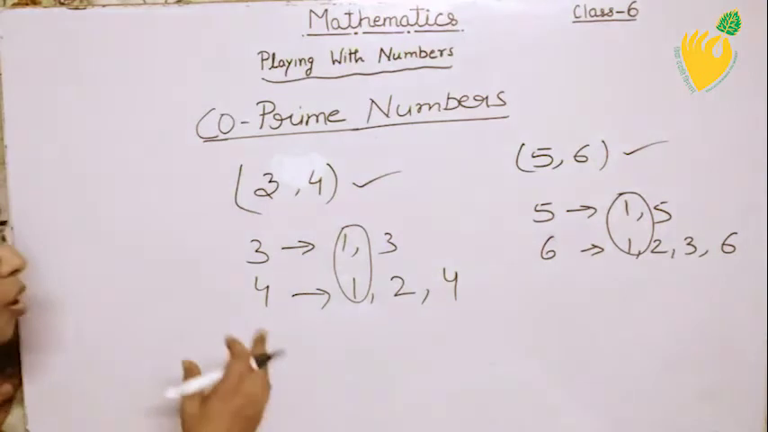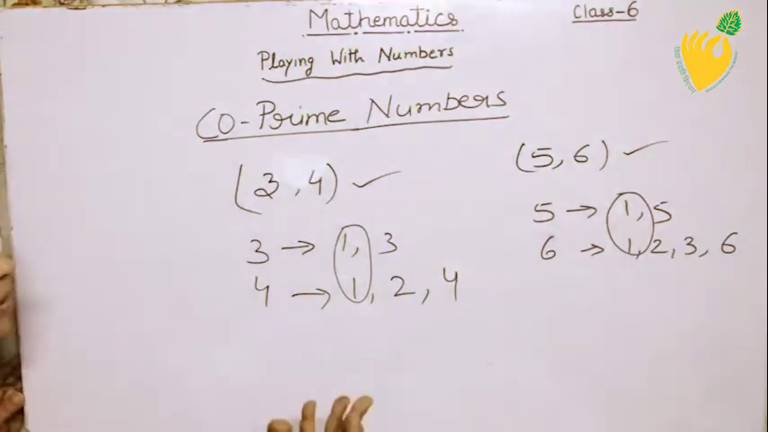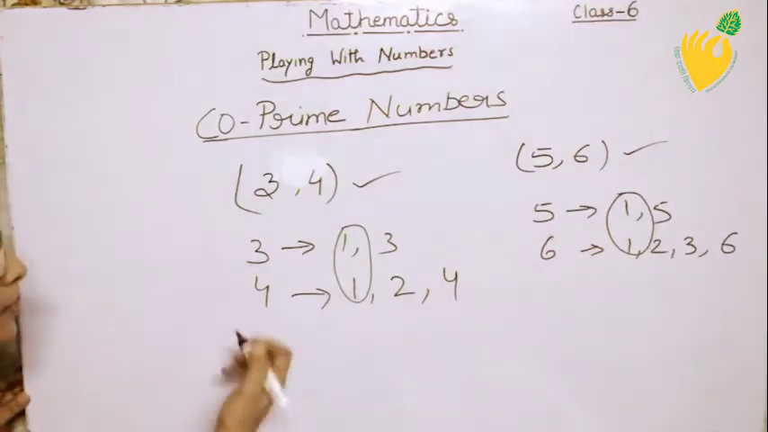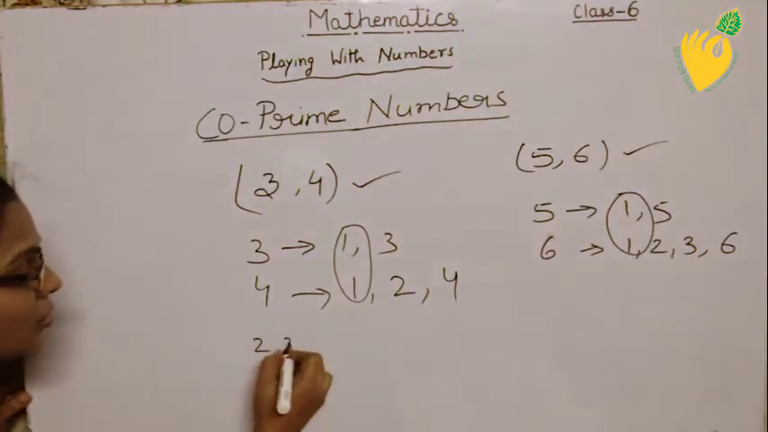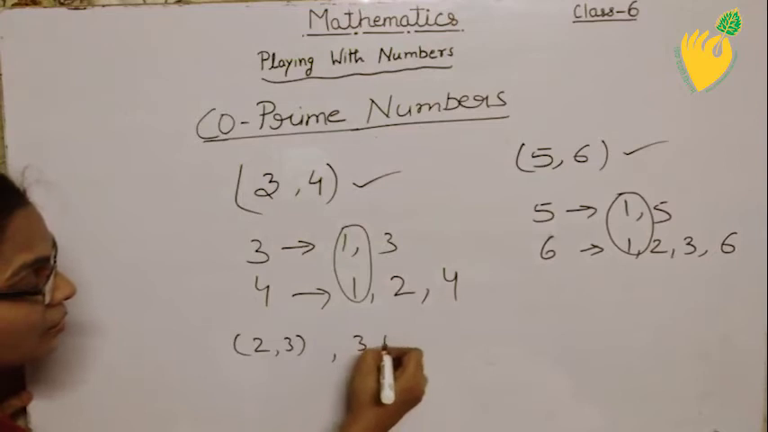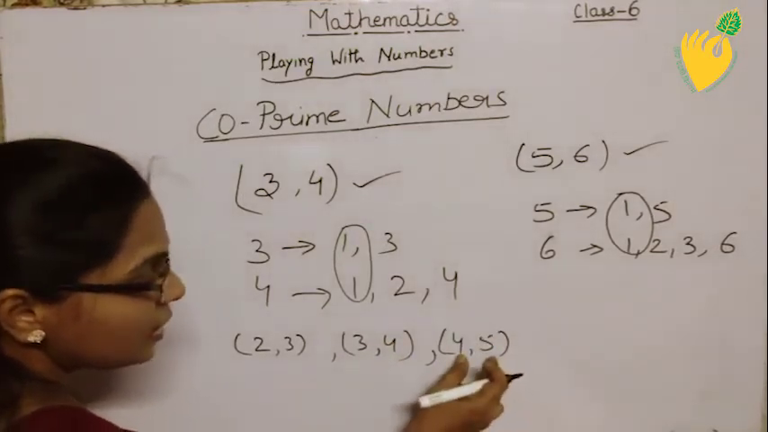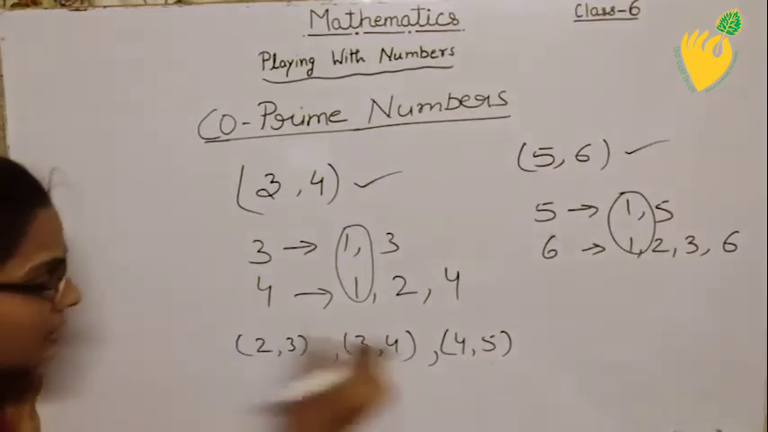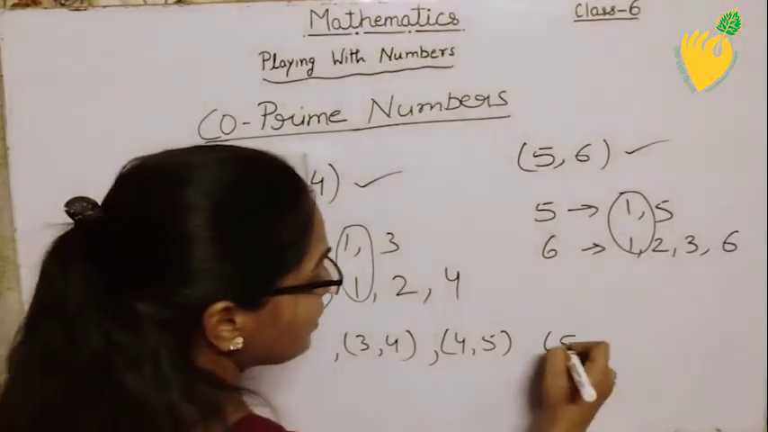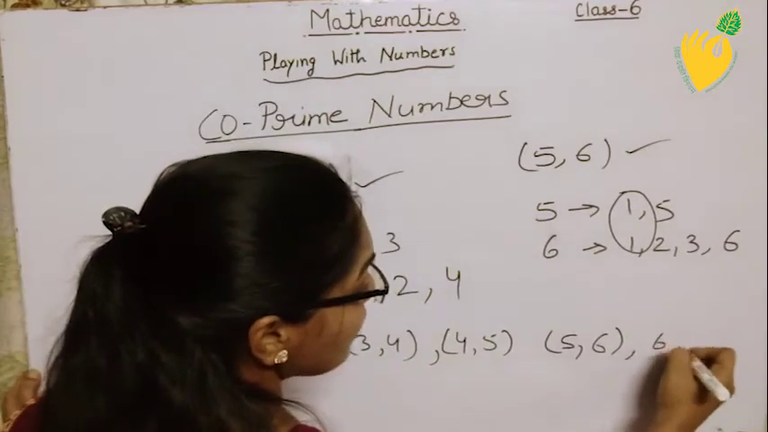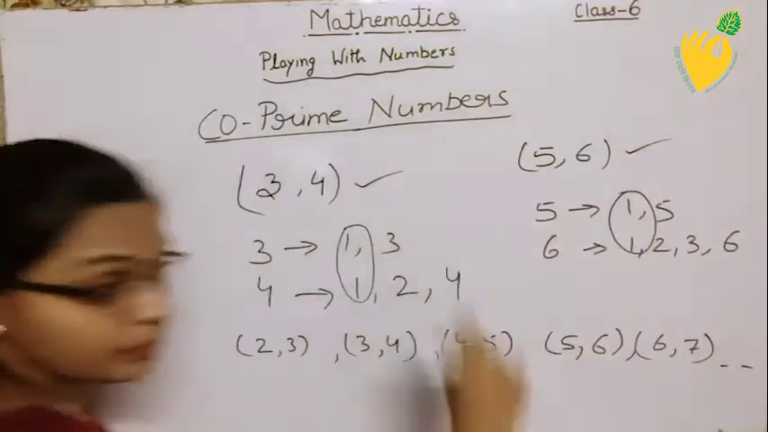You can say that all the pairs of consecutive numbers make co-prime numbers. You can say 2 and 3, 3 and 4, 4 and 5. These are two consecutive numbers. The pair of two consecutive numbers makes a co-prime pair. 6, 7 and so on.